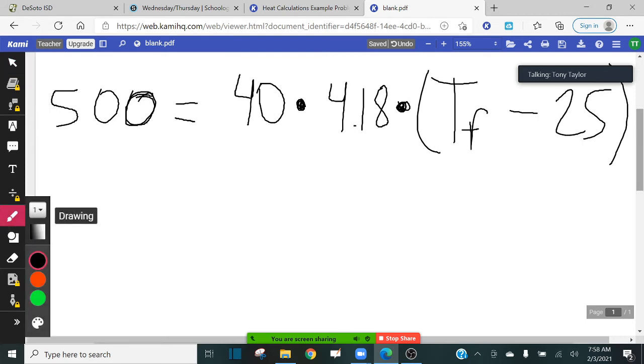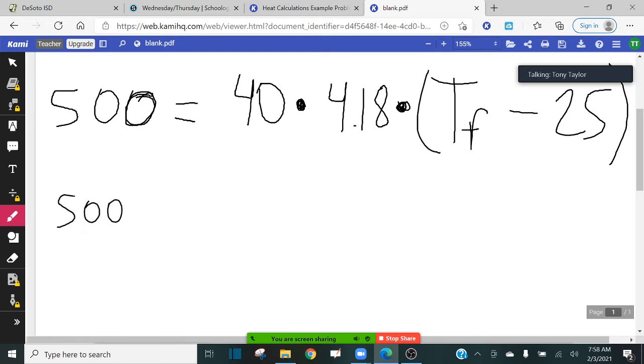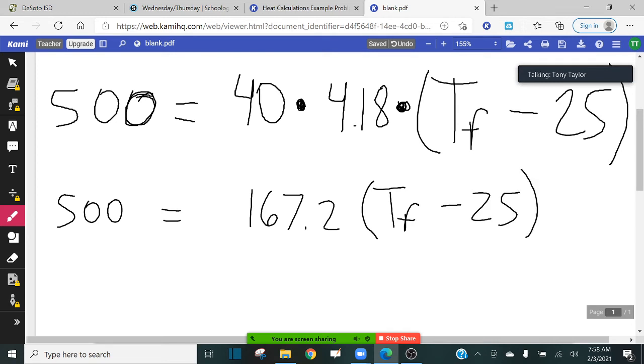So here's how we're going to do this. In order to get final temperature by itself, the first thing we need to do, let's multiply 40 times 4.18, and let's see what that is. So 40 times 4.18, that gives me 167.2. So 500 is equal to 167.2, and that gets multiplied by the final temperature minus the initial temperature. Okay. We're not done, because remember, we have to get final temperature by itself.